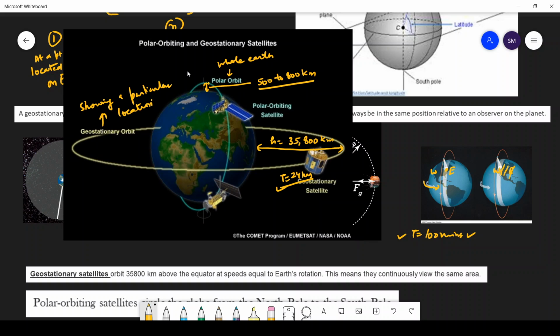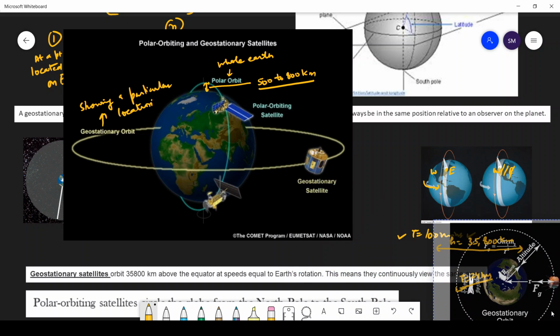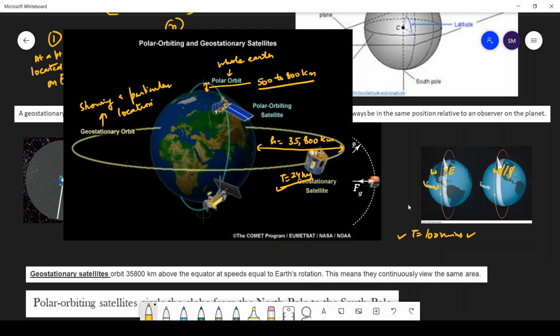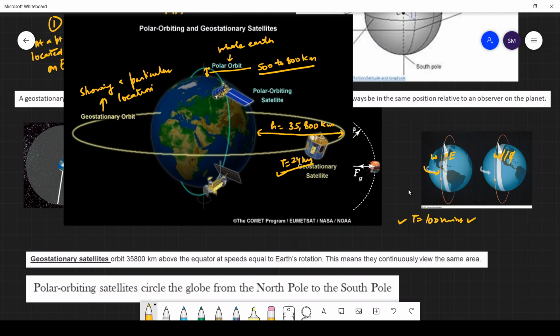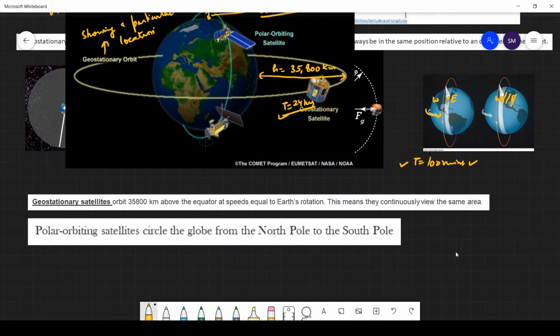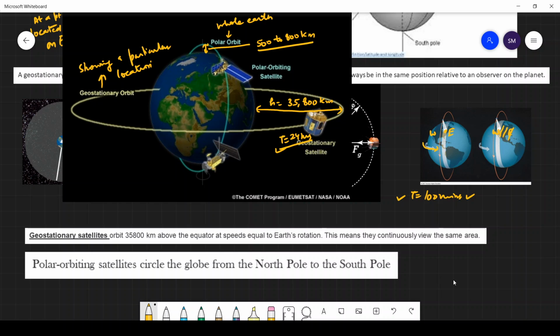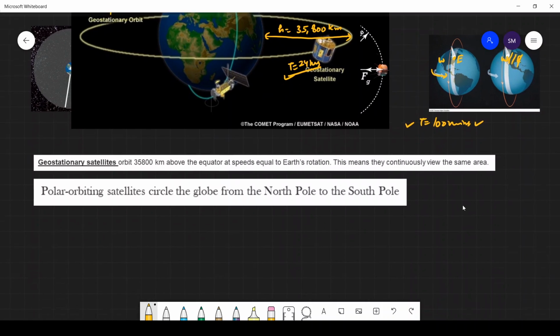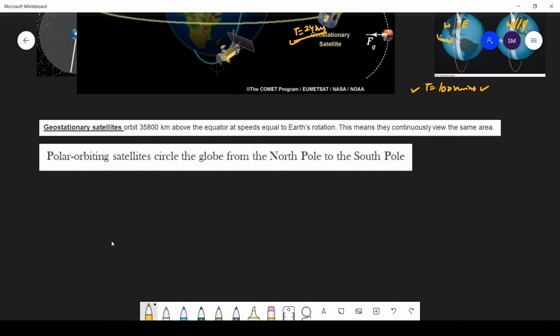Now shall we move forward? Yes? Any doubts? Now let us calculate this 35,800, okay? What is the formula for time period of revolution for the satellite around Earth? That is equation 8.38.